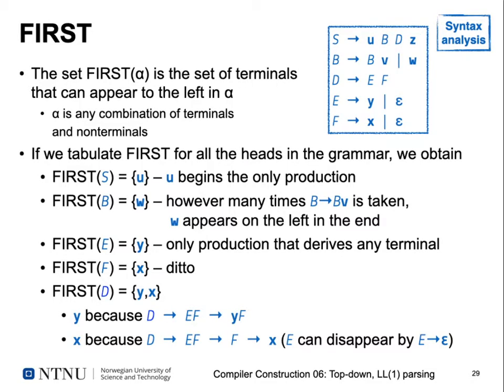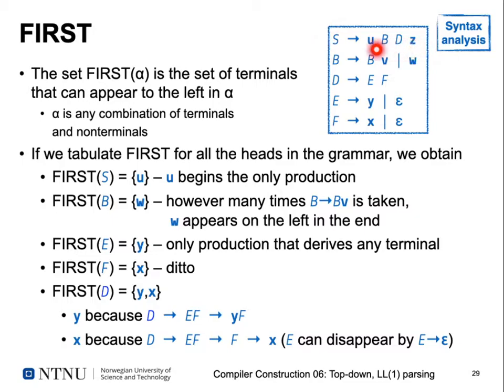So what we want to define now is the so-called first set. So the set first of alpha is the set of terminal symbols that can appear at the left in a production alpha. So alpha is any combination of terminals and non-terminals. So let's take a look at our grammar here, and then let's try to determine this first set for all of our productions here. So first of S, well, that's very simple.